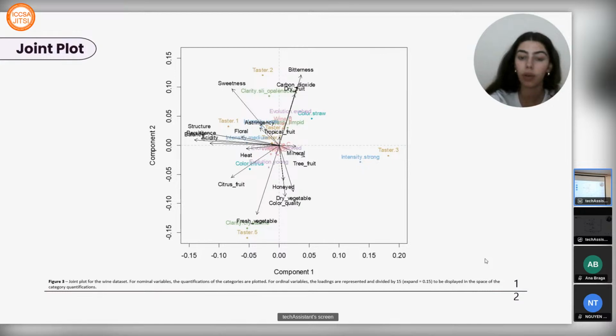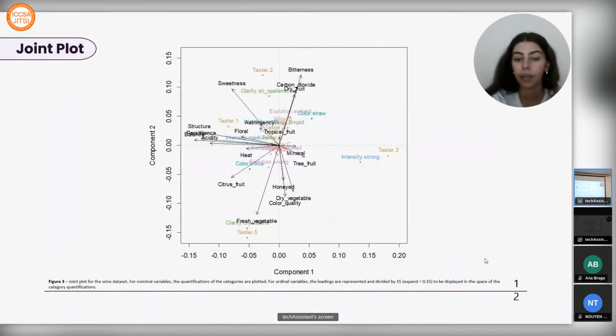The second component is more influenced by the variables sweetness, dry fruit, and carbon dioxide, which have positive values on the second component, and by the variables honey, dried vegetable, color quality, and fresh vegetable with negative values. The variable tropical fruit also has an angle smaller than 45 degrees with the y-axis, but does not significantly influence its formation. The variable sweetness displays an angle closer to 45 degrees with both axes and thus has a smaller influence on both components. The variable astringency shows the same characteristic, but its influence is minimal.